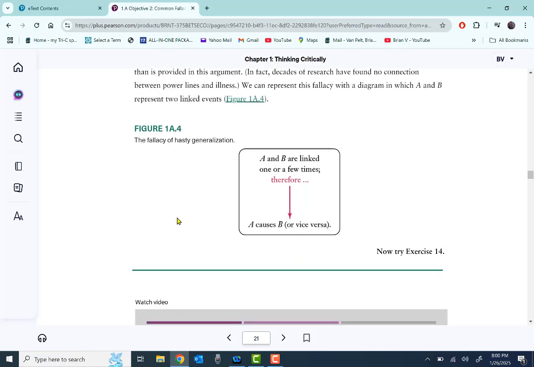So here we are, A and B are linked one or a few times. So we could look at this as electrical lines and the illnesses, and then the electrical lines cause the illness.